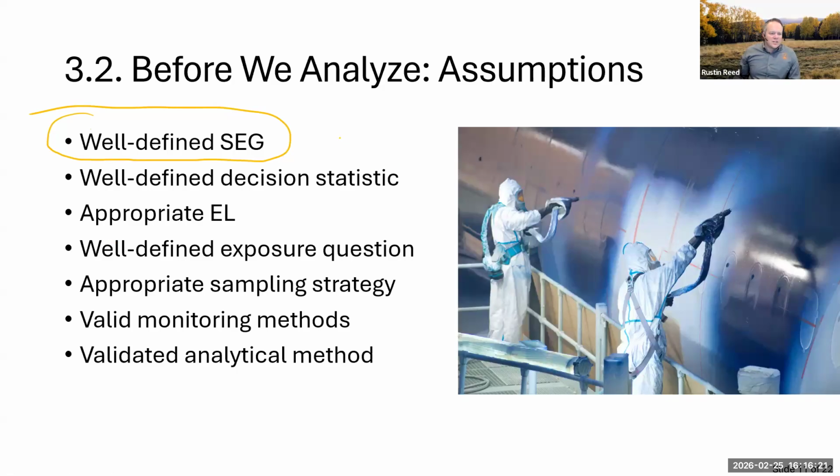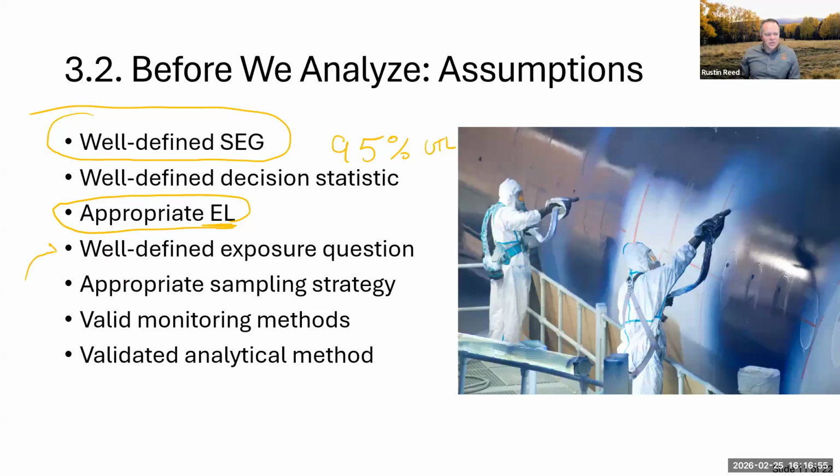We also need a well-defined decision statistic. We have that. That's the 95% UTL. So that one's taken care of. We have an exposure limit that is appropriate for our group. That one typically isn't too hard to find. Sometimes you're assessing something where there is no exposure limit. That's hard. And these tools may not work for you then. You're going to need to use a different approach. But we're assuming we have an exposure limit we can use as a threshold, as a reference.